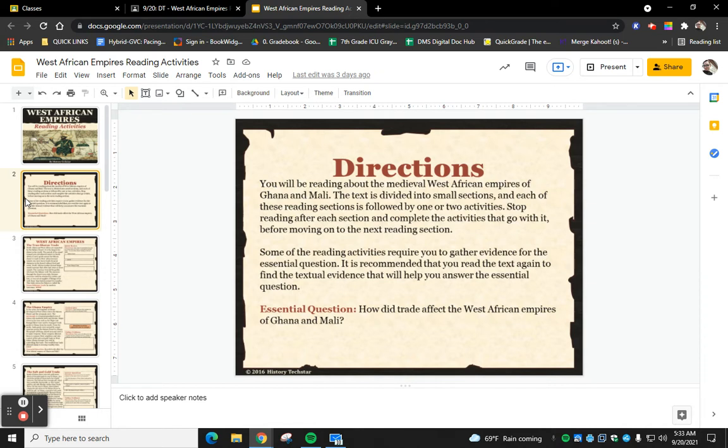Some of the reading activities require you to gather evidence for the essential question. It is recommended that you read the text again to find the text evidence that will help you answer that essential question, which is, how did trade affect the West African empires of Ghana and Mali?